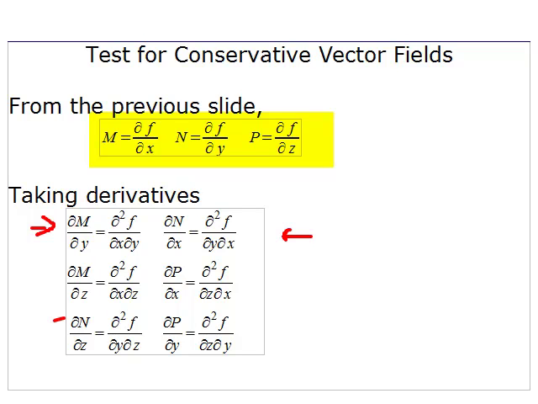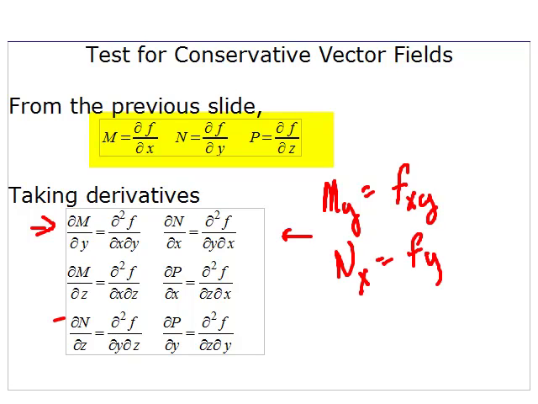So M sub y would be f xy, N sub x would be f yx, and you can see where this is going from the previous lecture. If Clairaut's theorem applies, you can take these in any order. Okay, do the same thing here, N with respect to z, and then P with respect to y, M with respect to z, and P with respect to x. So you're going to end up with all these mixed partials.